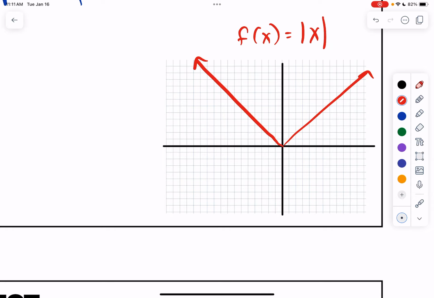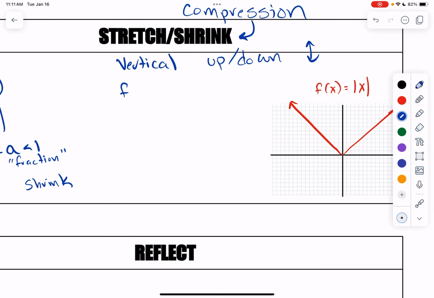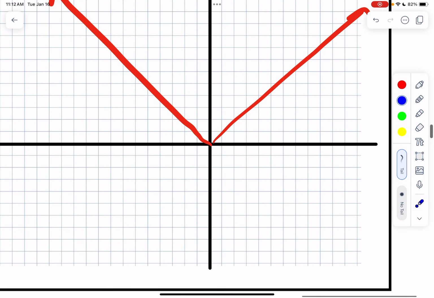Now, if I multiply out front, if I have 3 times the absolute value. Oh, wait, let's not use 3. Let's do 2. That's going to be easier to graph. 2 times the absolute value of x. This number is greater than 1, so it's going to be a stretch. It's going to take each of these points, let's say this point here, 1, 1, and make it now twice as far up and down. So instead of being up 1, it's now going to be up 2.